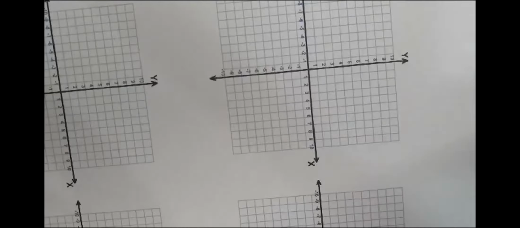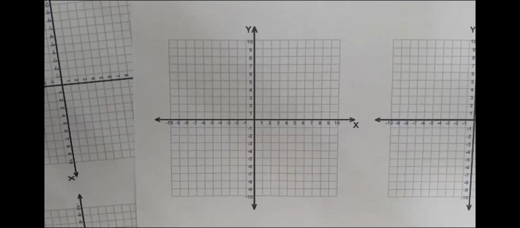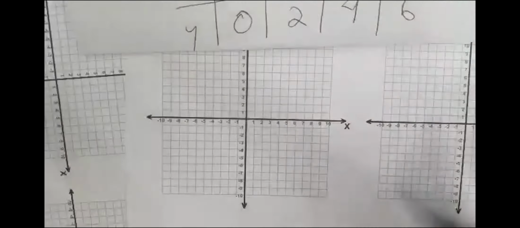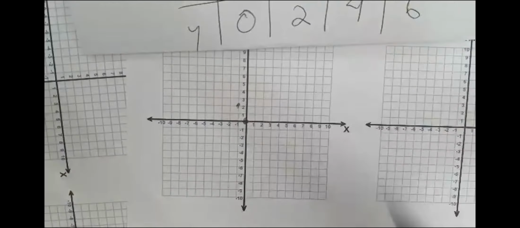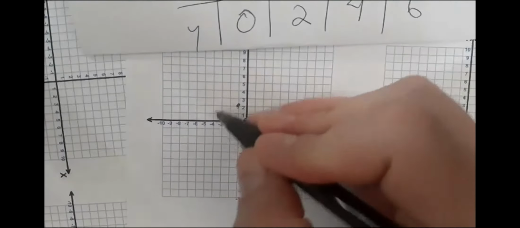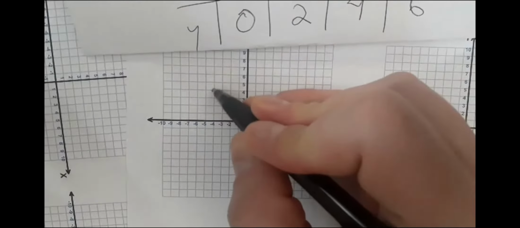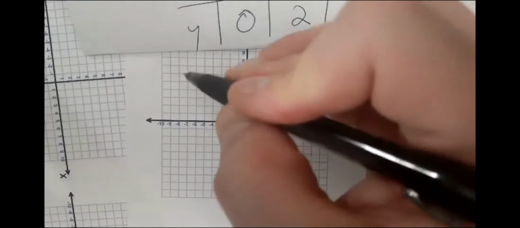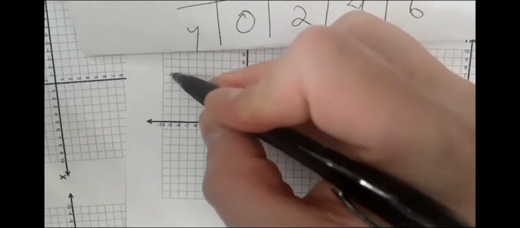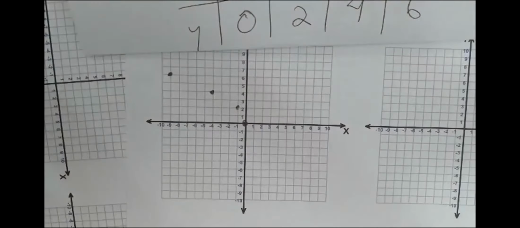Okay. So let's graph it on this one. Put this on top. This is what I want to graph. These are the points I found. I want to graph 0, 0. Minus 1, 2. I want to go minus 4, comma 4. And minus 9, comma 6. There we go.